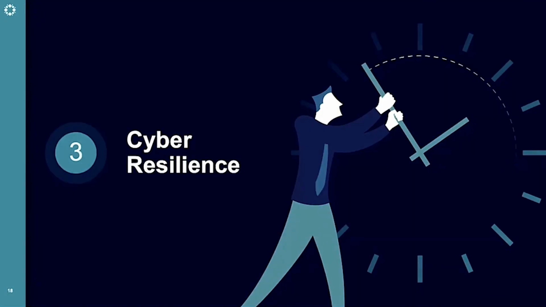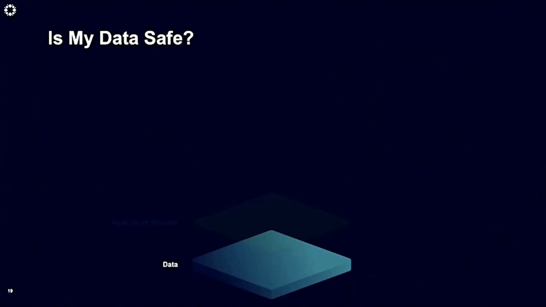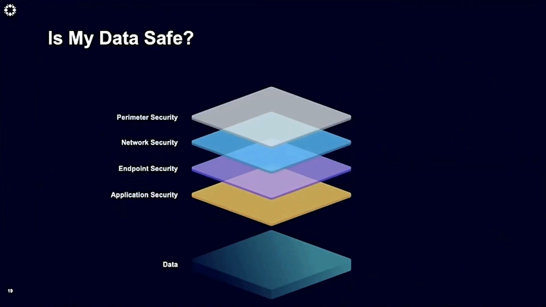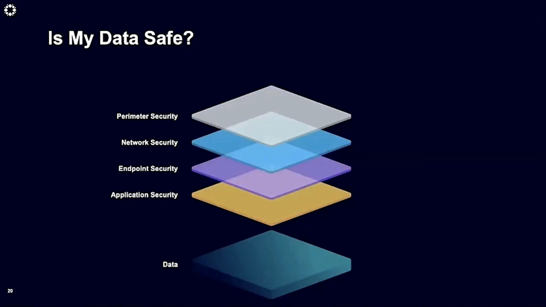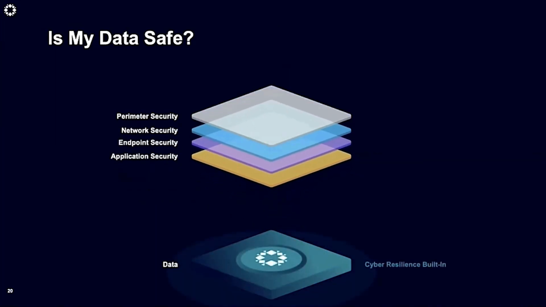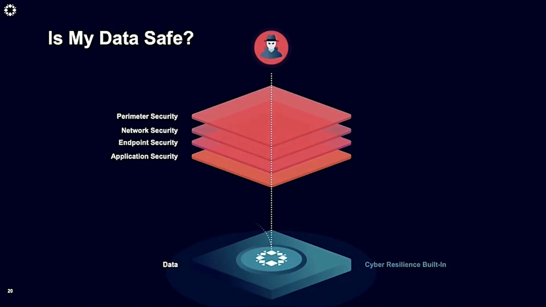So now let's talk about cyber resiliency. A question every customer seems to be asking right now is, is my data safe? Most customers have a lot of perimeter defenses, north-south protection when it comes to network security and endpoint security and things of that nature. But bad guys are still getting in and they're still getting access to your data. So what Rubrik provides is built-in cyber resilience natively. There are no extra tools, there are no setup costs, and in the event of a ransomware attack, you can be assured that your data is secured at the point of data.